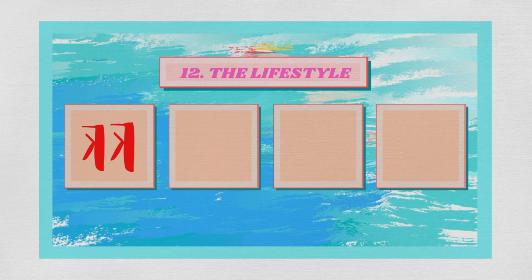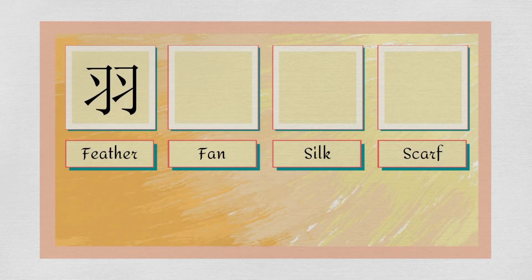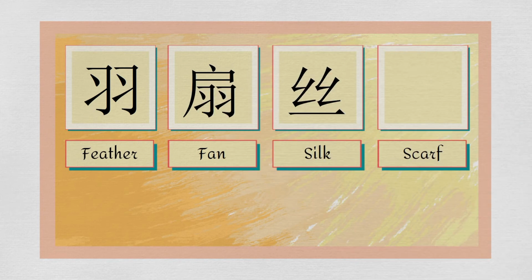In the first word, we have 2 feathers. In the second word, we have a door plus 2 feathers. In the third word, we have 2 strands of silk thread. A fourth word is a person wearing a bath towel. Let's compare the regular Chinese characters now. The first character is the feather. The second character is the fan. The third word is silk. The fourth character is the scarf.